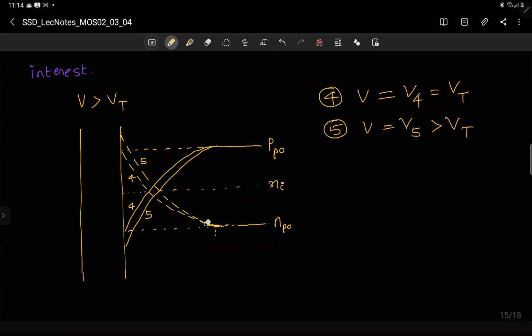Now if I increase V to V5, I will have the hole concentration going further down, because holes get further repelled. Electrons get pulled near the surface even stronger. So the electron concentration increases further like this. So this increases further this way.